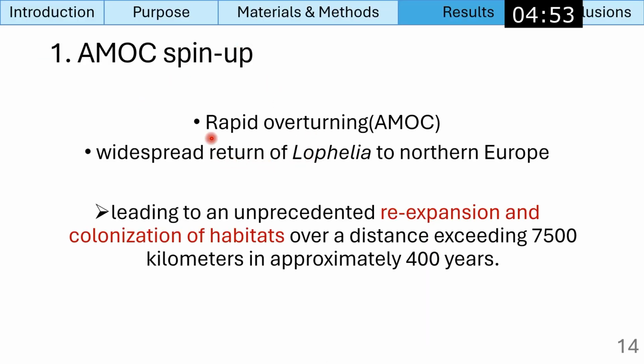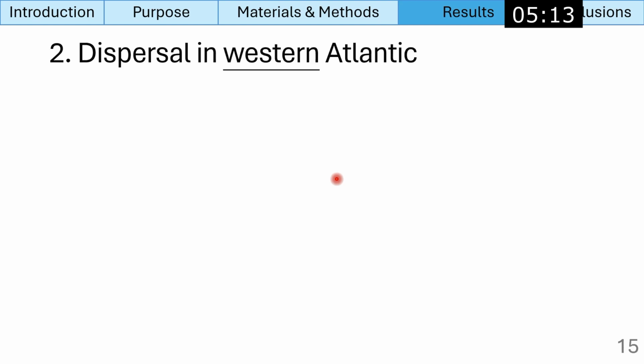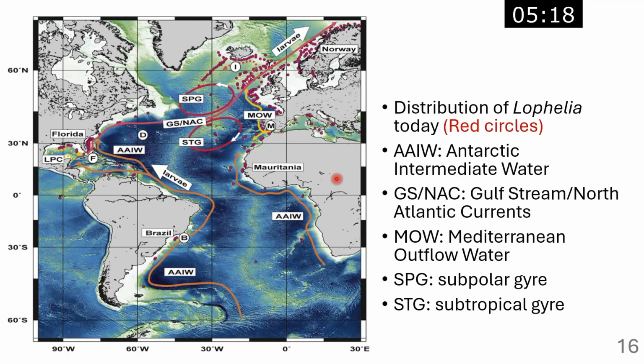And the rapid overturning of the AMOC and the widespread return of Lophelia to Northern Europe actually led to a re-expansion and colonization of habitats over a distance exceeding 7,500 kilometers in approximately 400 years. And the second one is the dispersal in the Western Atlantic.